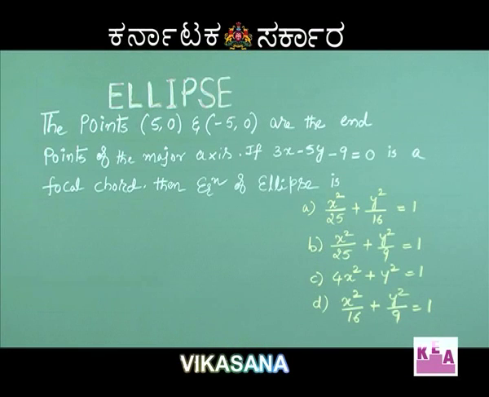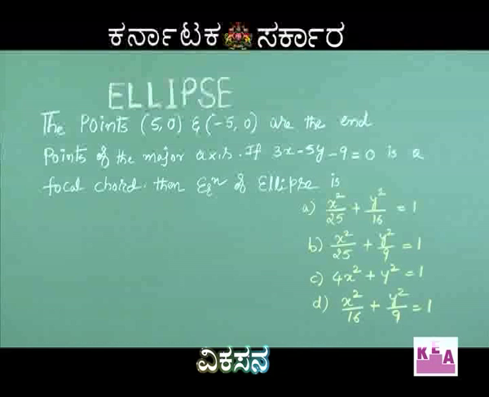The points (5, 0) and (-5, 0) are the end points of the major axis. If 3x - 5y - 9 = 0 is a focal chord, then the equation of the ellipse is: Option A, x²/25 + y²/16 = 1. Option B, x²/25 + y²/9 = 1. Option C, 4x² + y² = 1. Option D, x²/16 + y²/9 = 1.